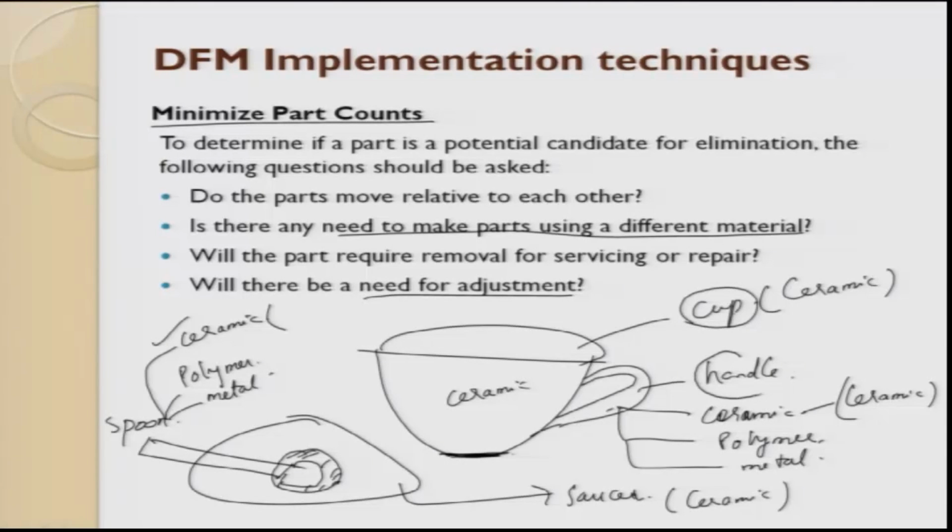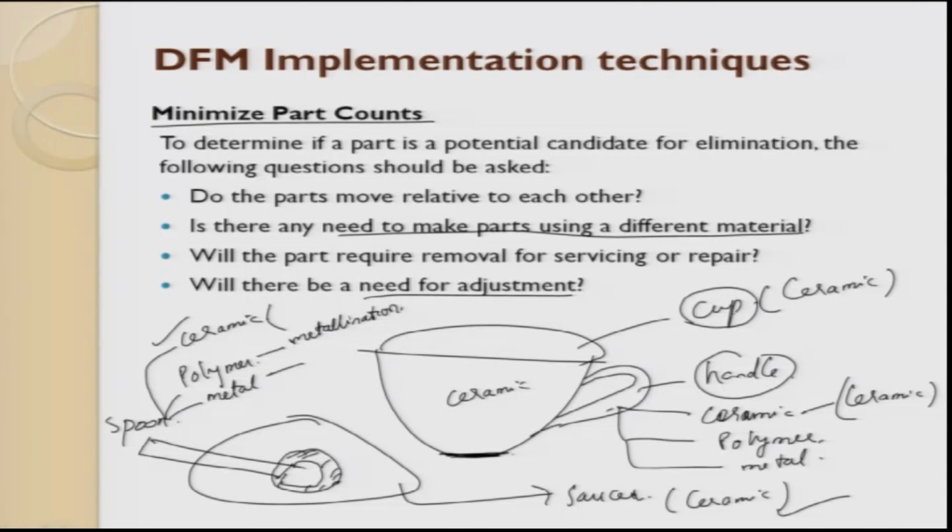The cup handle will be made out of ceramic, the saucer will be made out of ceramic, and the spoon, if I want, I can also make out of ceramic. Glass spoons I can take, or if it is heavy we can always go for a polymer or a metal spoon. Today, the metallization of polymer has also come. So the moment this metallization comes, a metal spoon can be replaced by a polymer metallized spoon.